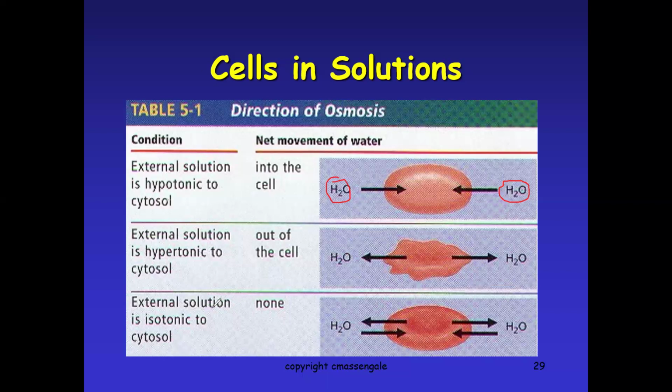Then in the case of the isotonic solution, the concentrations of water are the same. So therefore, there is no net movement. Of course, when we say no movement, it doesn't mean that nothing is moving. It is moving, but the movement is not only in one direction, into the cell or outside to the environment. Both are actually taking place.